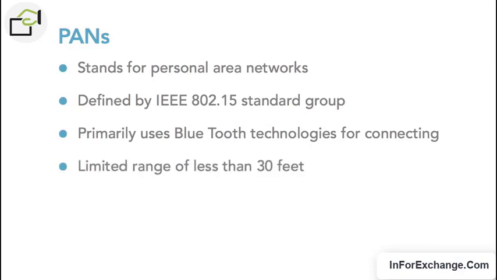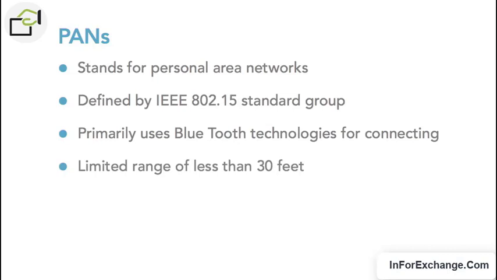One of the limits of PANs over wireless LANs is that a PAN has a limited range of less than 30 feet. However, this limited range does have an advantage because it doesn't take as much power to generate a signal if you're only going 30 feet rather than the much longer distances that wireless LANs are able to connect at.